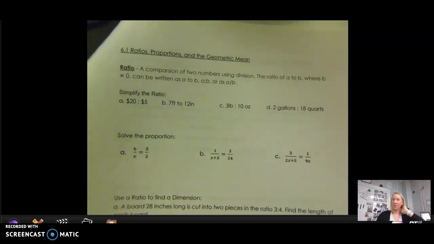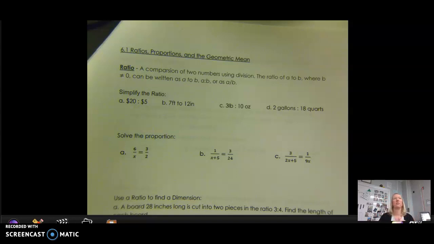Okay, we are going to start with 6.1 today. This entire unit is over similarity, so similar figures. So we talked about congruent figures. Congruent figures are exactly the same. Similar figures don't have to be exactly the same, so they're not necessarily the same exact size.